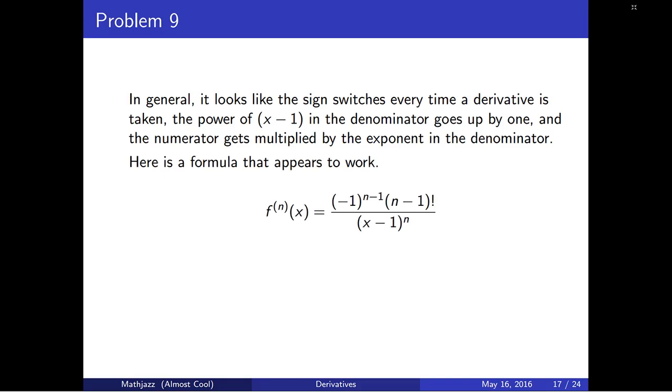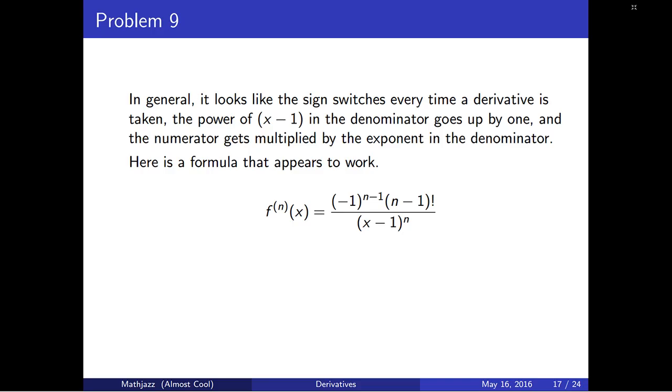So here's a formula that should do that. The nth derivative of f of x equals negative 1 to the n minus 1 power times n minus 1 factorial divided by x minus 1 to the n.